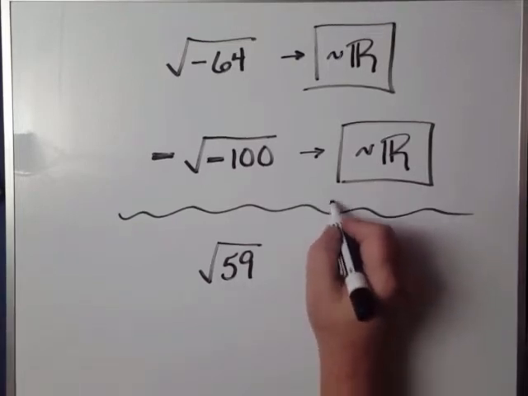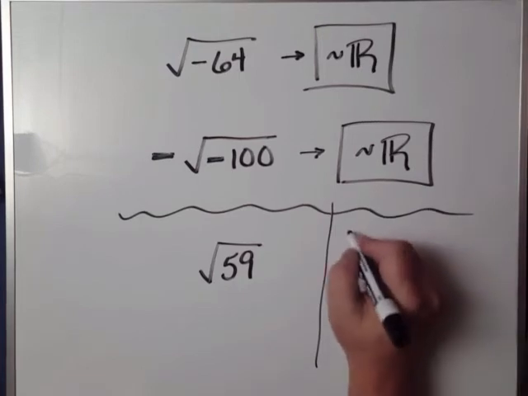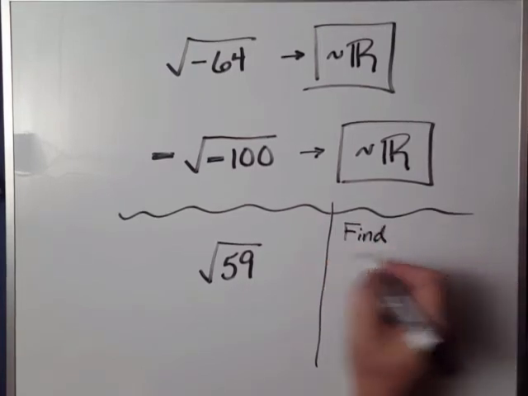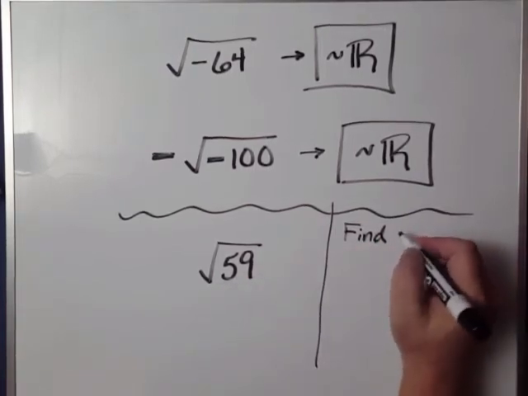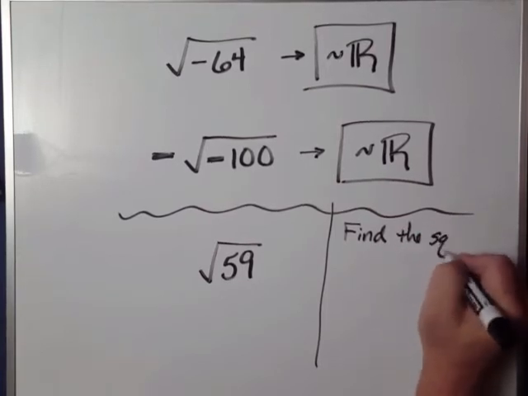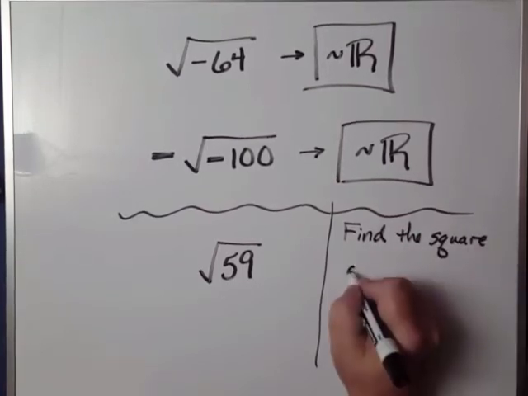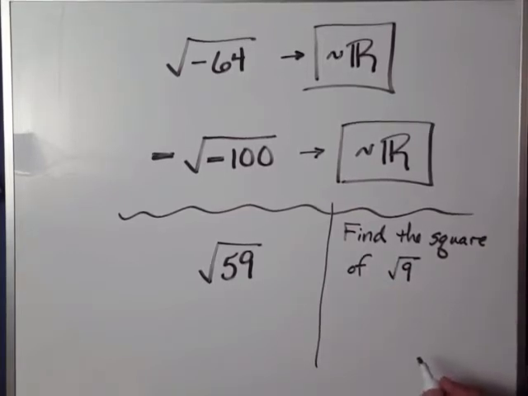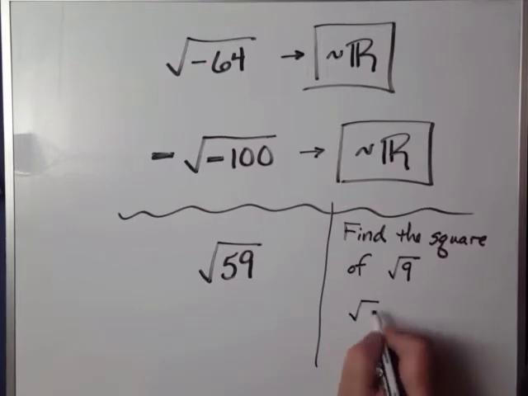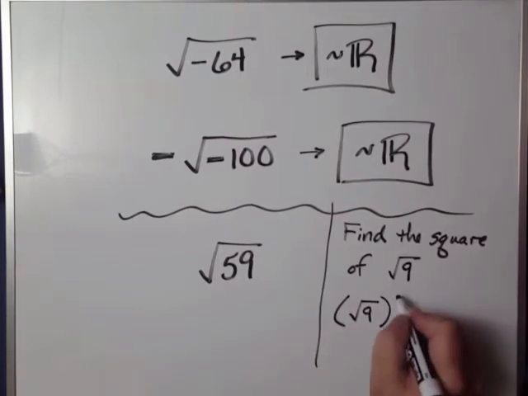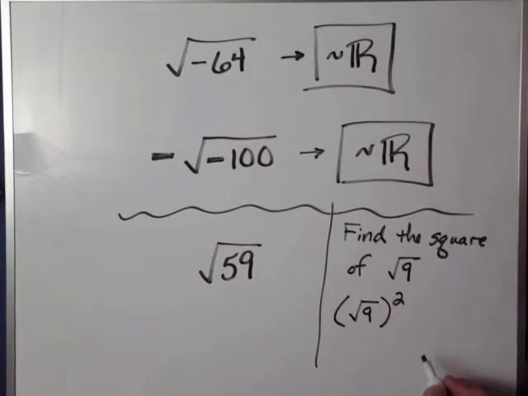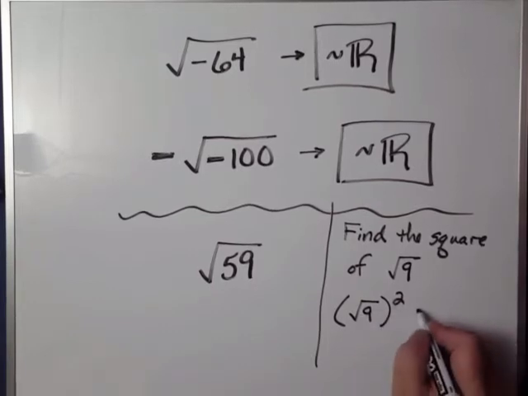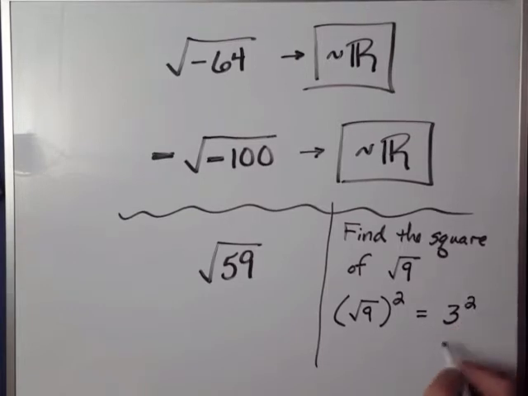Well, let's take a minute over to the side here and work a problem that contains a perfect square. 59 is not a perfect square. Find the square of, let's say, the square root of 9. Well, that means take the square root of 9 and square it. The square root of 9 is 3, and you square that 3, and you get your 9 back. And that's going to happen every time.